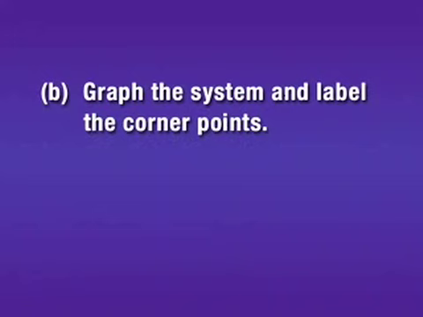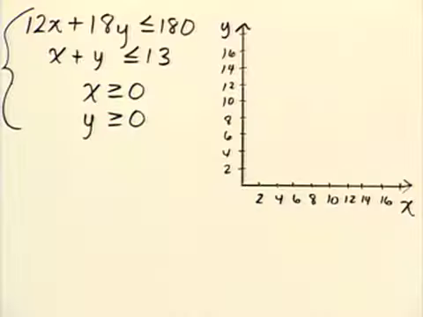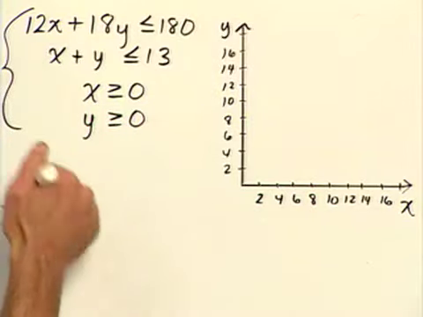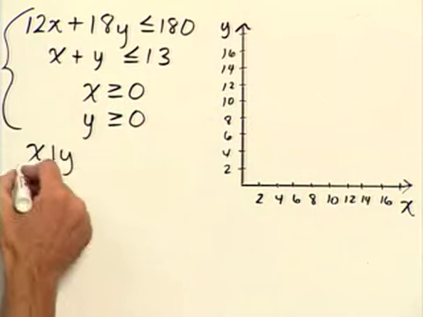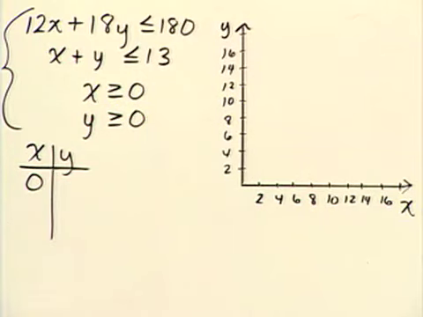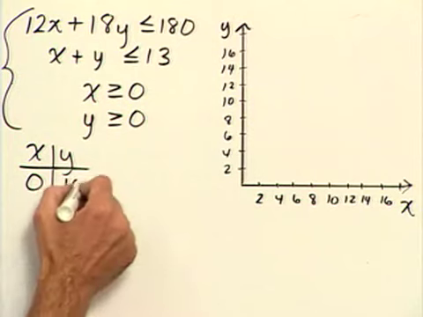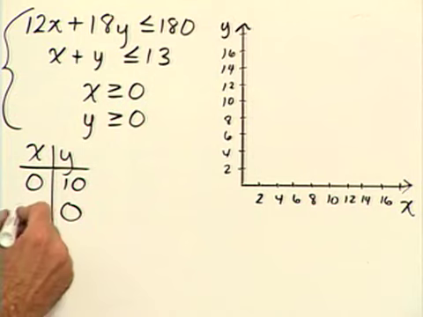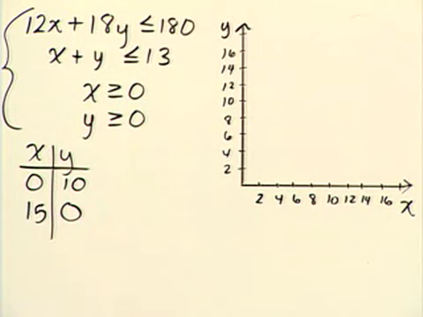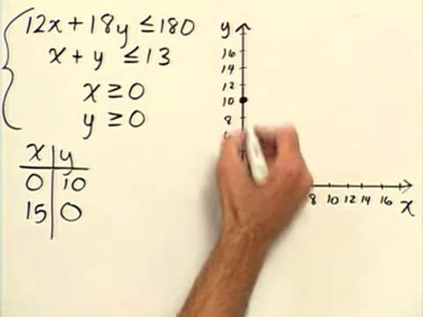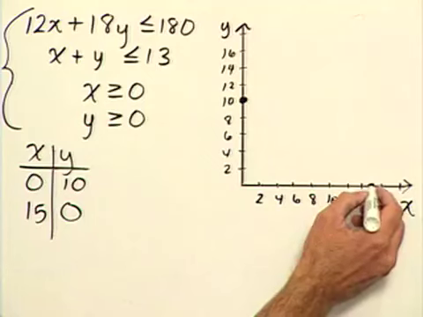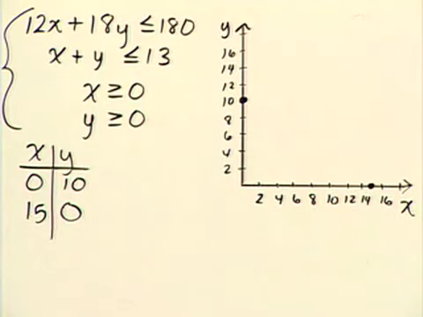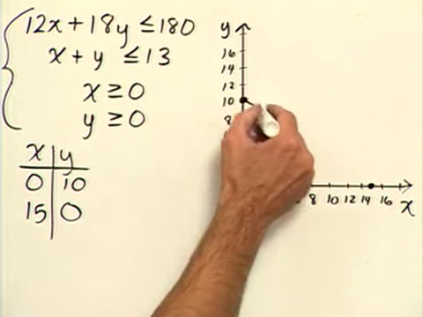Part B says, graph the system and label our corner points. If we graph the first one, let's make an XY table to graph it. If I let X equal 0, then Y will equal 10. And if I let Y equal 0, then X will equal 15. If I plot those 2 points on my rectangular coordinate system over here, 0, 10 is right here, and 15, 0 is right here. Because our inequality is less than or equal to, we'll make this a solid line.